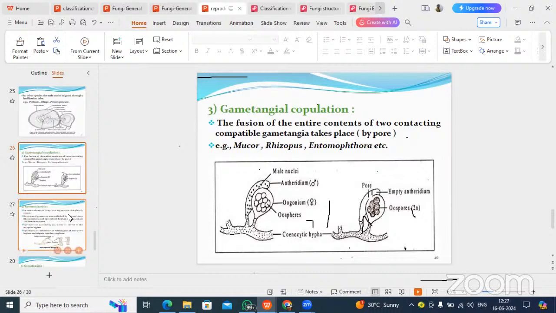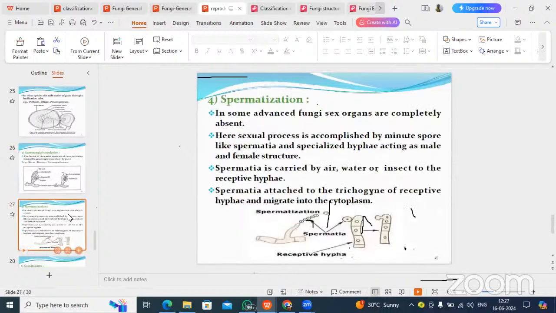And there is plasmogamy and karyogamy taking place. You see in Rhizopus, nuclear, entomoptera. And then next is spermatization. Sperm formation. You see, the non-motile spores are formed by the male gametangium thallus, the spermatangium. It forms spermatia in a chain-like structure. In the chain, it is forming the spores. Each spore will act as a sperm, which is attached to the receptive hyphae.